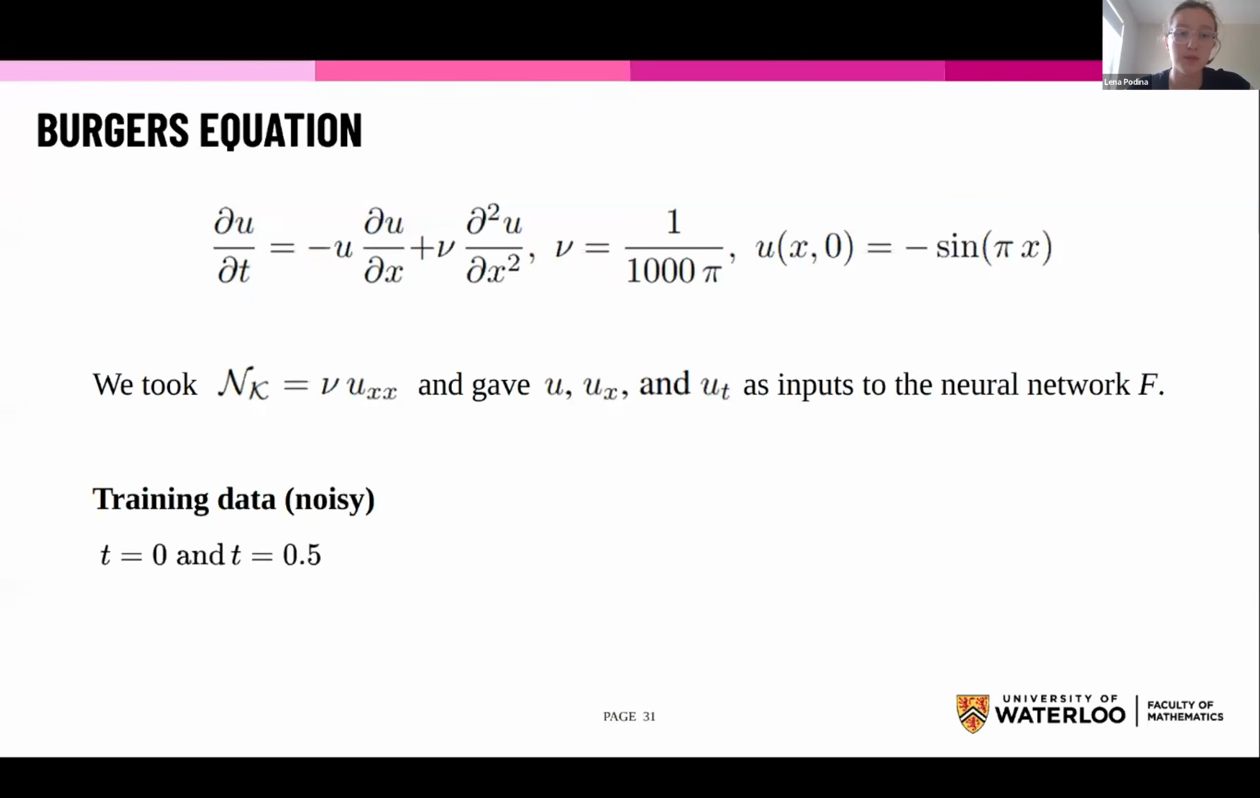So lastly, we tested this on Burgers' equation. So here we have it. This is what we took for nu with periodic boundary conditions, and we took the known component to be nu u_xx and gave u, u_x and u_t as inputs to the neural network that models the unknown term. Training data was slightly noisy, and it was taken from t equals 0 and t equals 0.5, with positions sampled for each of those times.